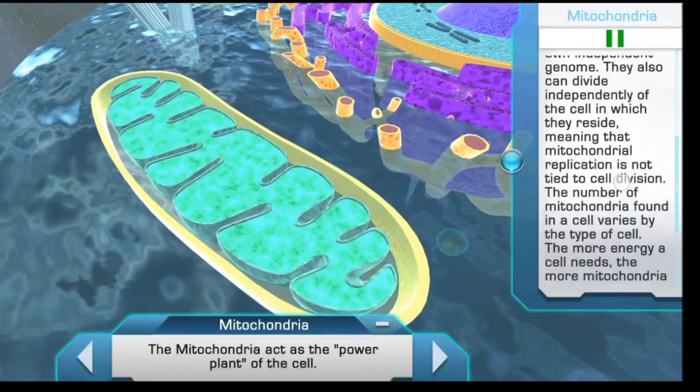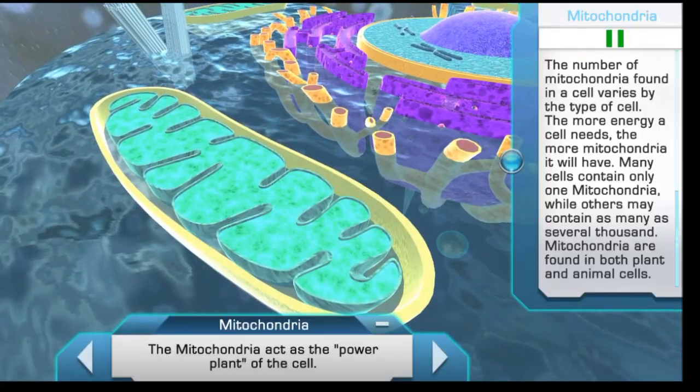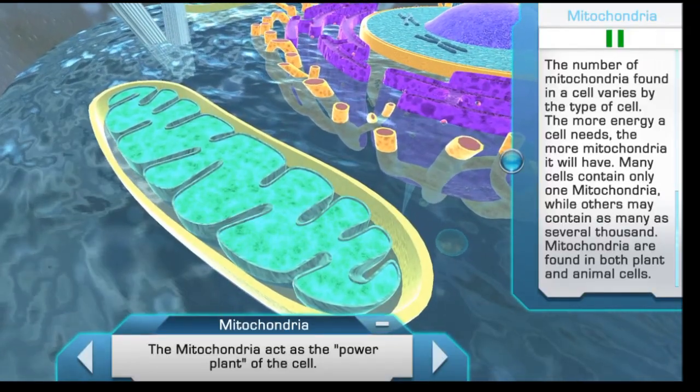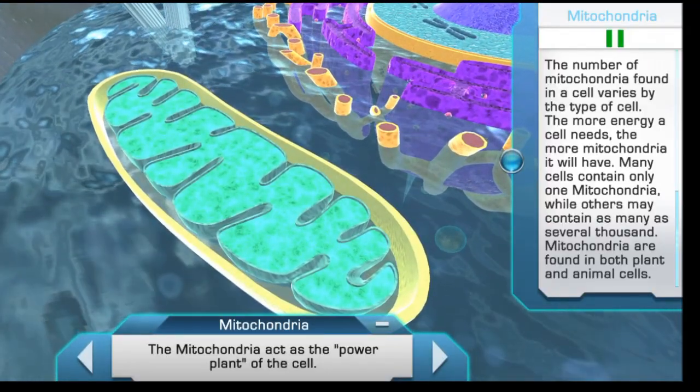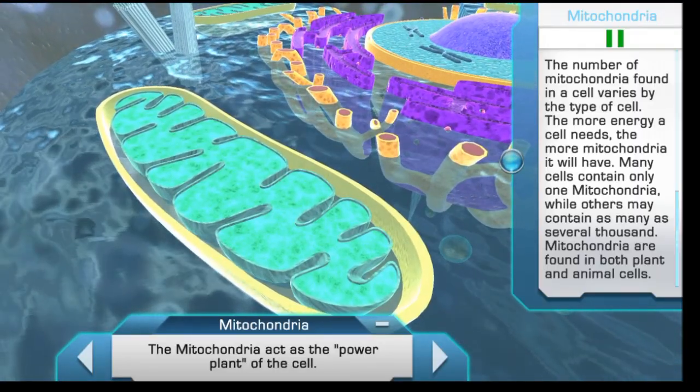The number of mitochondria found in a cell varies by the type of cell. The more energy a cell needs, the more mitochondria it will have. Many cells contain only 1 mitochondria, while others may contain as many as several thousand. Mitochondria are found in both plant and animal cells.